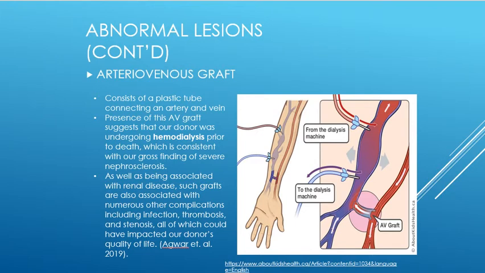Okay, and another source of anatomic variation that we found was an arteriovenous graft in our cadaver's left forearm, which essentially was just a plastic tube that had been inserted into the subcutaneous tissue connecting an artery and a vein in the donor's left arm. And the presence of this AV graft does suggest that our donor was undergoing hemodialysis prior to death, and that would end up being consistent with our gross finding of severe nephrosclerosis, which we're going to discuss in just a minute.